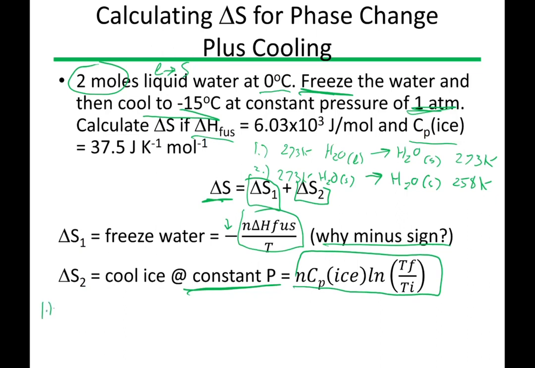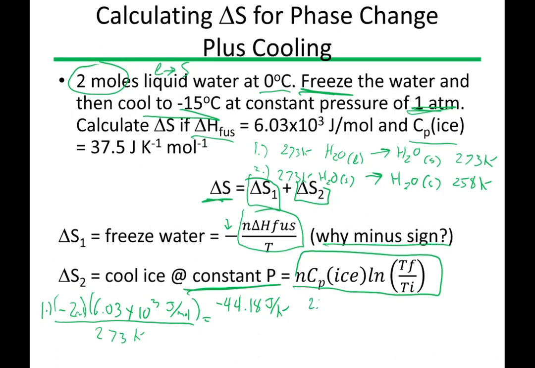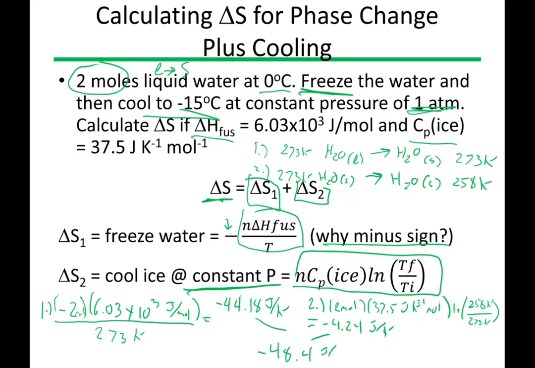So for the first step, it's going to be negative 2 moles times the given heat of fusion divided by the temperature, and we get negative 44.18 joules per Kelvin. For step 2, this is our 2 moles times the heat capacity times the log of the 2 temperatures, and this will be the final over the initial, and that's equal to negative 4.24 joules per Kelvin. When we combine these two together, we get negative 48.4 joules per Kelvin as the entropy for this process.